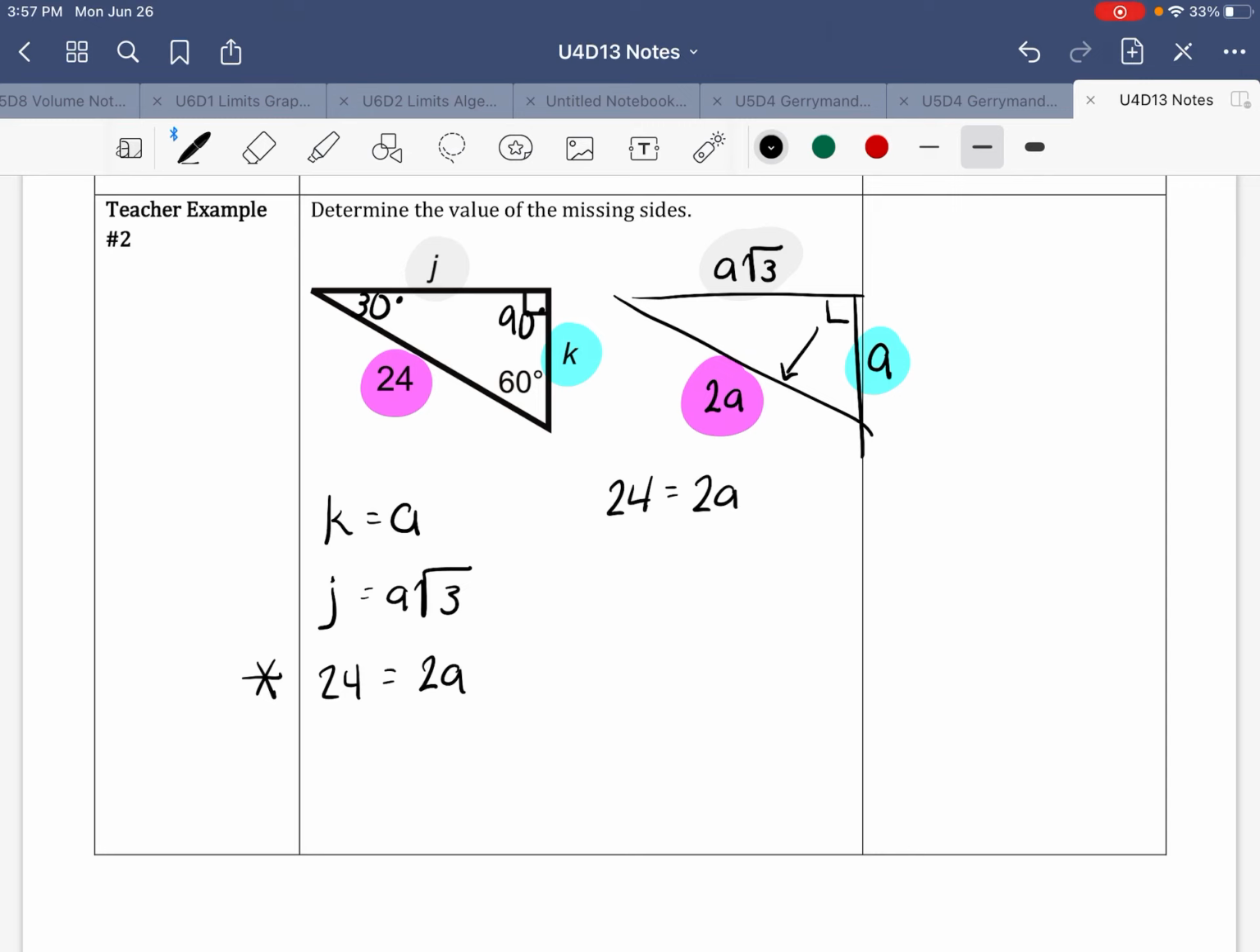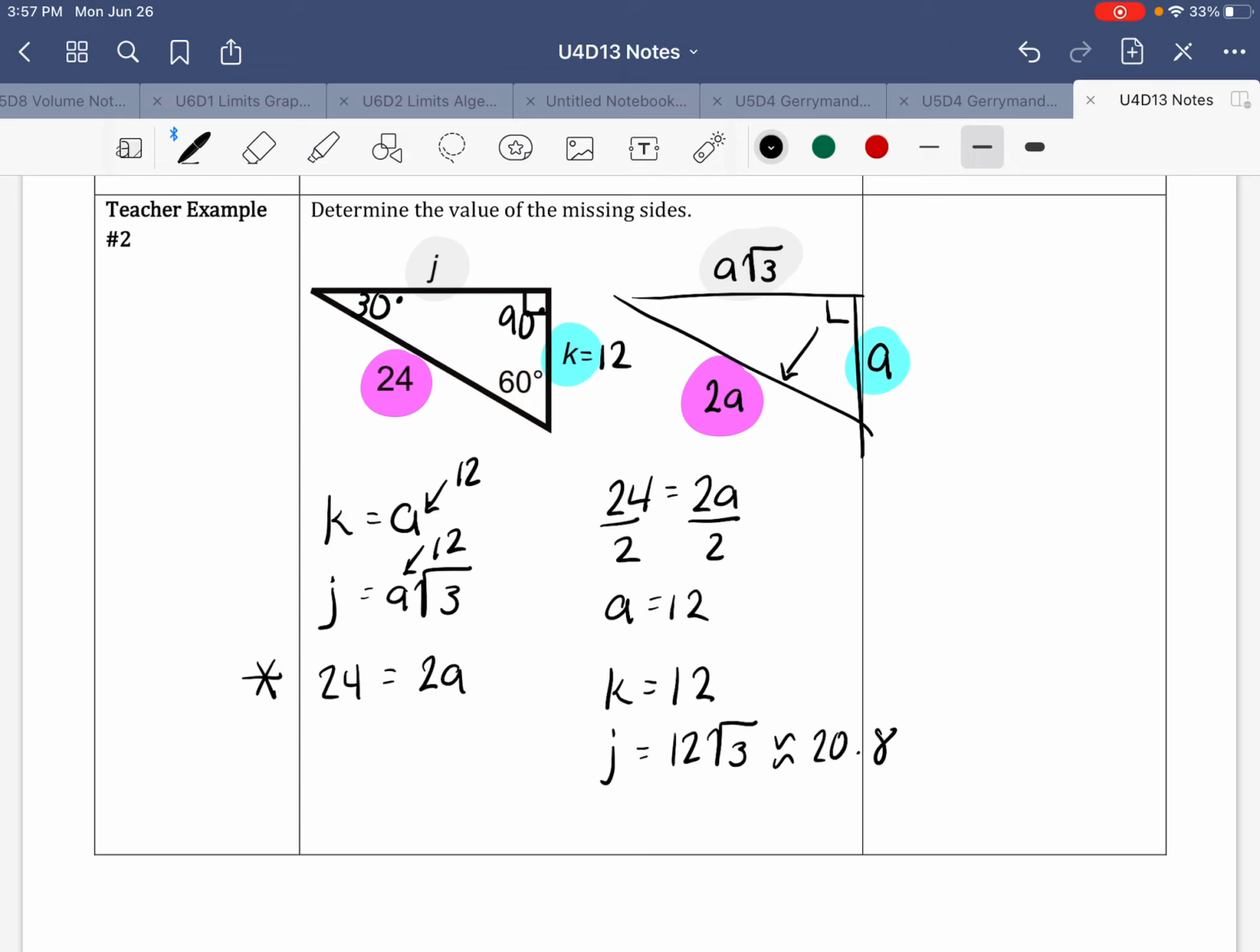In order to get A by itself, we're going to divide both sides by 2 and get A is equal to 12. Now, anywhere that we see the letter A, we can replace it with the number 12, which leaves us with K equaling 12 and J equal 12 square root 3. Now 12 square root 3 is approximately equal to 20.8. All right, so the value of K here is 12, and the value of J is 12 square root 3.